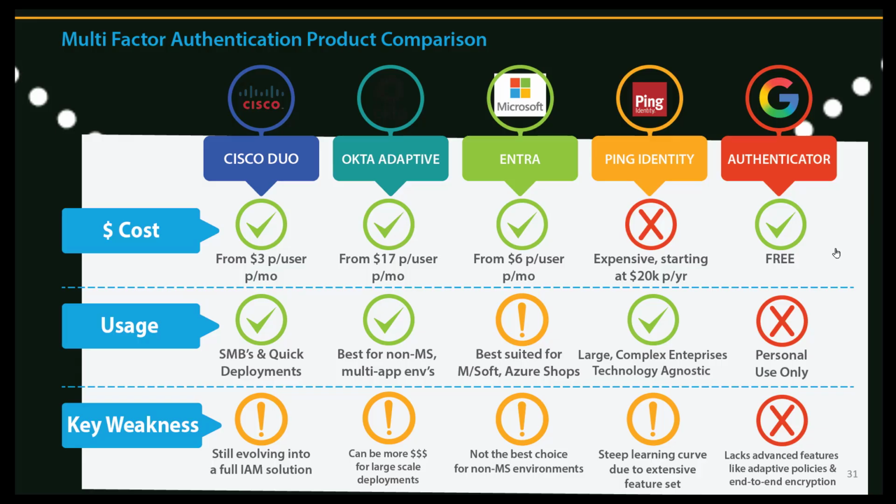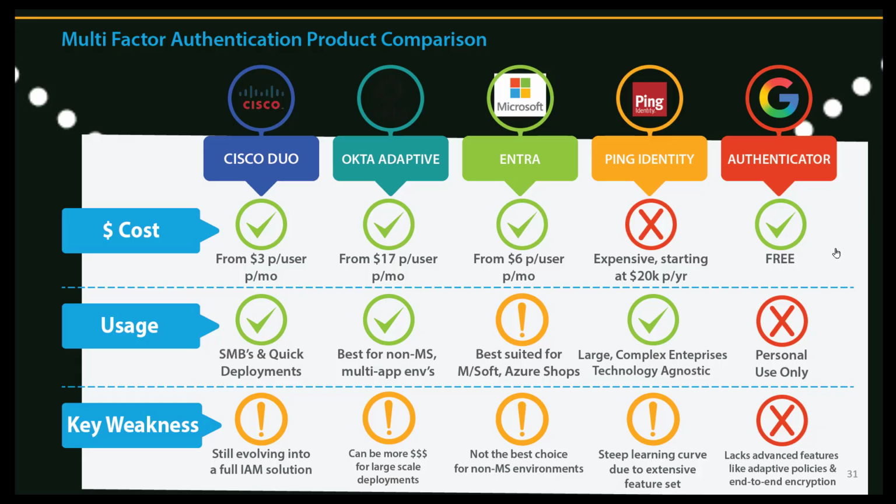Then looking at Ping Identity, we see that it's targeting the large, complex enterprise class of business, hence explaining the $20,000 entry price perhaps. And then last on this row is Google Authenticator, which is really only designed as a personal use product commonly used as an app on cell phones without any form of centralized management.